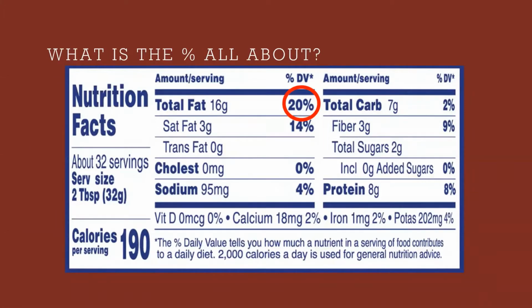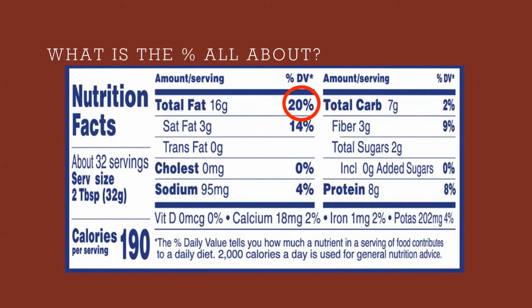So the percentages. This is telling us that there is 20% of a recommended daily value of fat. So 16 grams is 20% of the recommended amount of fat. However, this is based on a 2,000 calorie diet. And a lot of people don't need 2,000 calories every day. So it's best to use these percentages as more of a guide when comparing items.